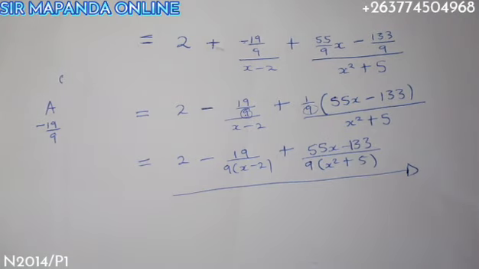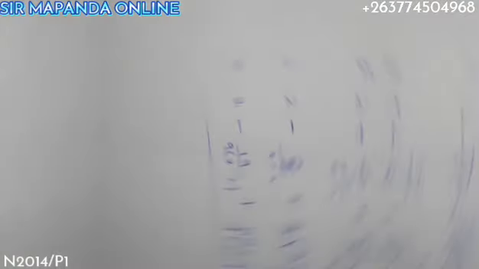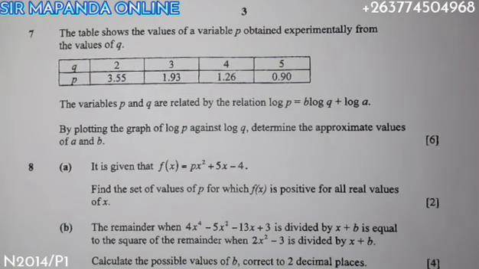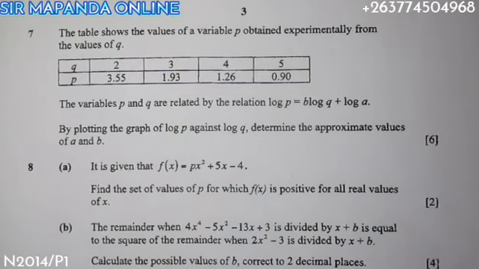Right, so I want you to stay tuned as we move on to question number 7. We are now on question number 7. It reads, the table shows the values of a variable p obtained experimentally from the values of q. So this topic is in line with our linear law, right? The variables p and q are related by the relation log p is equal to b log q plus log a. I hope you are following.